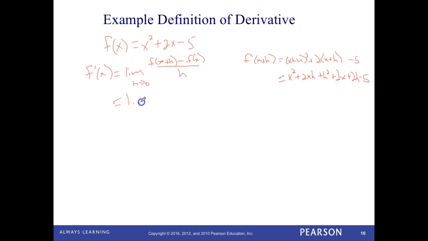So this will become the limit as h approaches 0 of x squared plus 2xh plus h squared plus 2x plus 2h minus 5, then minus f of x. So minus x squared plus 2x minus 5, all of that over h. And again, remember, some things better cancel out here.